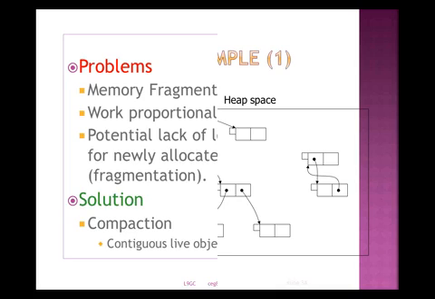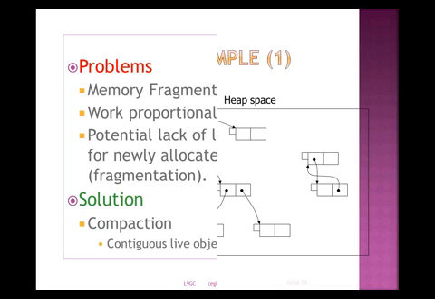So these are the various problems. First, there is the difficulty of fragmentation. Second, the work is proportional to the size of the heap. Third, there is a lack of locality of reference for newly allocated objects. So these are the three problems faced in the mark and sweep algorithm. Then what is the solution for handling these problems? The solution is compaction.